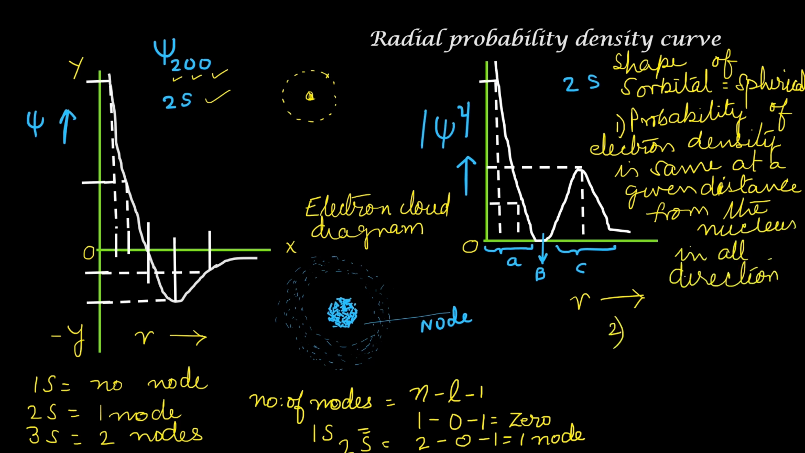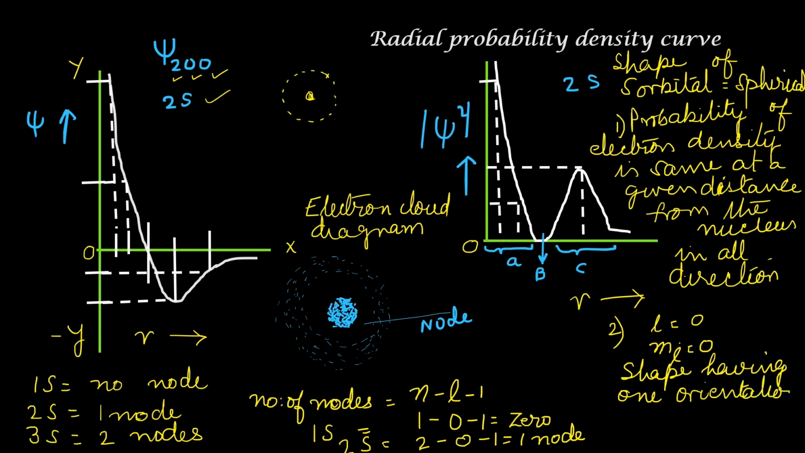The second criterion or basis on which it can be confirmed is that for the azimuthal quantum number l equal to 0, that is letter s, the orientation is only one. The shape which has only one orientation is the sphere. So the s orbital is spherical. So we conclude that the shape of s orbital is spherical.